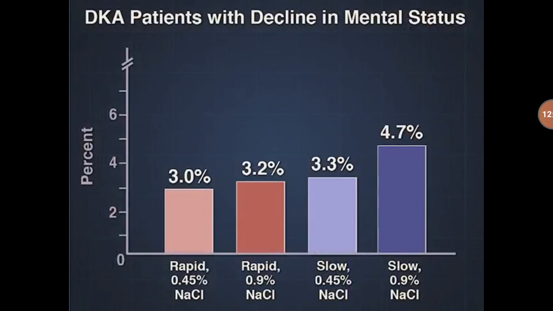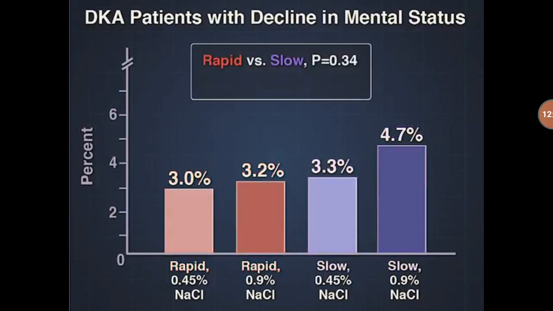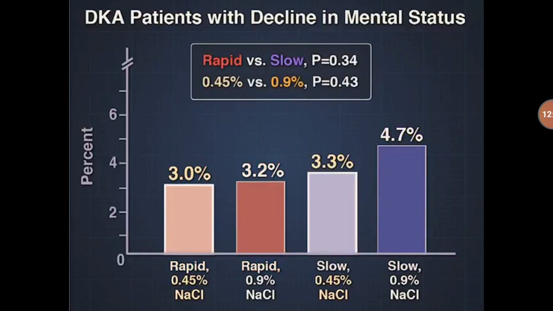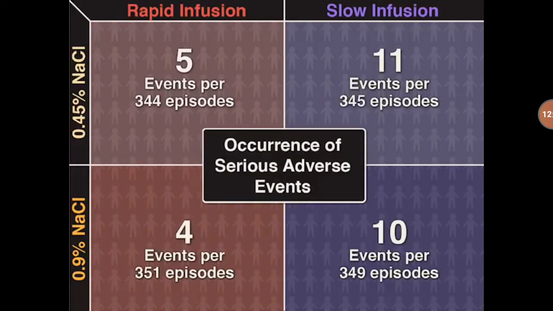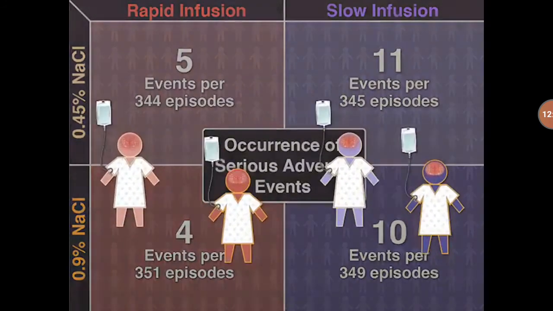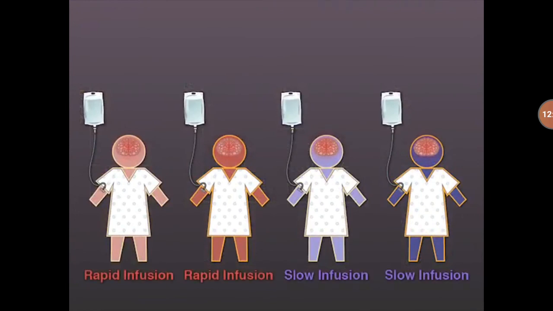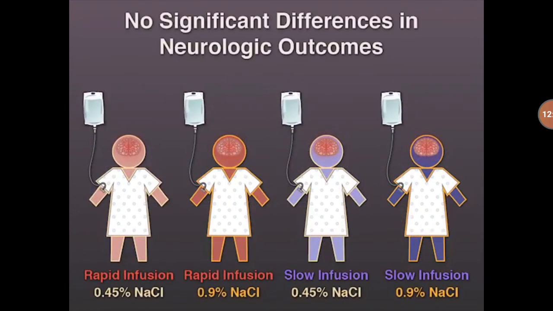There was no significant difference in the rate of the primary outcome between the rapid and slow infusion groups, or between the 0.45% and 0.9% saline groups. Serious adverse events were rare and occurred with similar frequency in all groups. The authors conclude that neither the rate of administration nor the sodium content of intravenous fluids significantly influences neurologic outcomes in children with diabetic ketoacidosis.